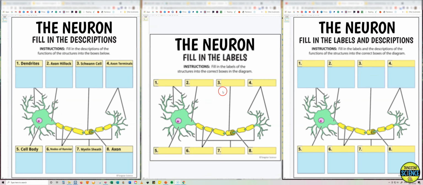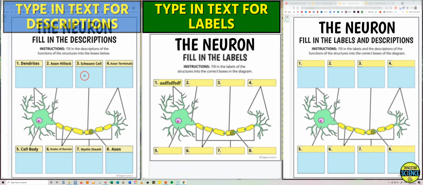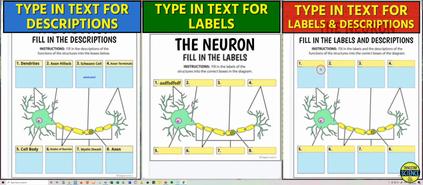The next 3 options all involve filling in the text boxes instead of dragging and dropping. The first option, seen in the middle, allows students to type in the labels of the structures into the yellow boxes. The second option to the left involves typing in descriptions of the functions of the structures into the blue boxes. And the third option to the right involves typing in both the labels as well as the descriptions into the appropriate boxes of the diagram.